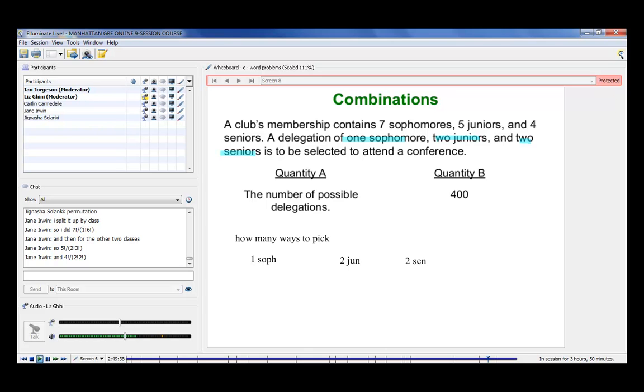Or you could just say, well, if I have 7 sophomores, how many ways are there to pick one of them? There's 7, but the formula works perfectly. If I have 2 juniors, absolutely, you can use the formula, 5 factorial over 2 factorial, 3 factorial. And that simplifies out to 5 times 4 over 2, which is just 10.